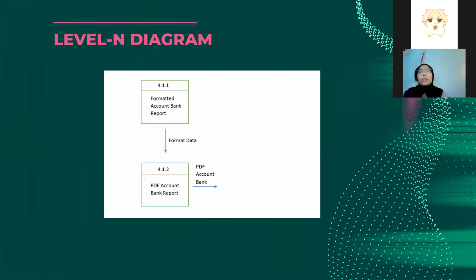Meanwhile, the level N diagram is known as a diagram where all of the results on N are nested decompositions from the processes on the level 0 diagram. The diagram shows the data flow of level N, which starts from 4.11, formatted account bank report, and the flow goes into 4.12, which is to PDF the account bank report.